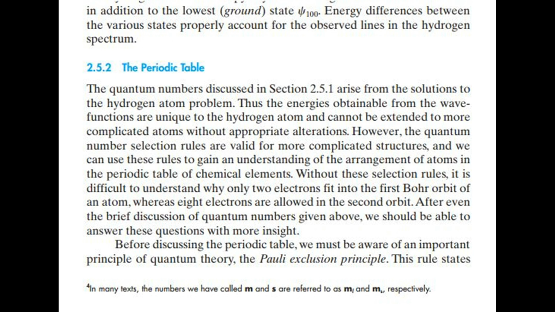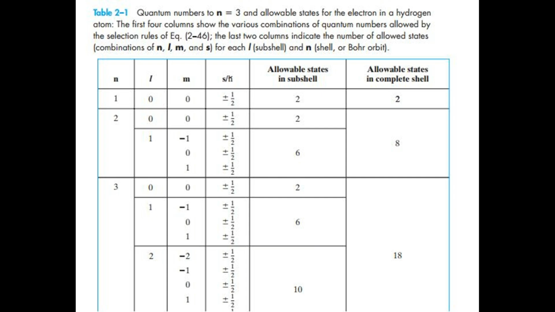Without these selection rules, it is difficult to understand why only 2 electrons fit into the first Bohr orbit of an atom, whereas 8 electrons are allowed in the second orbit. After even the brief discussion of quantum numbers given above, we should be able to answer these questions with more insight. Before discussing the periodic table, we must be aware of an important principle of quantum theory, the Pauli exclusion principle. This rule states that no two electrons in an interacting system can have the same set of quantum numbers n, l, m, and s.